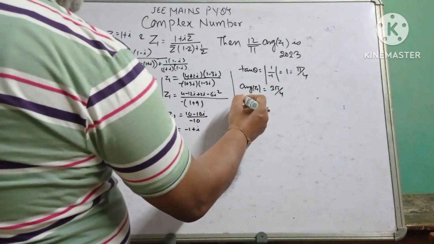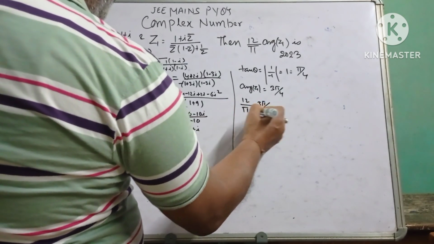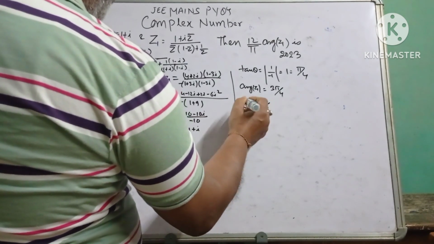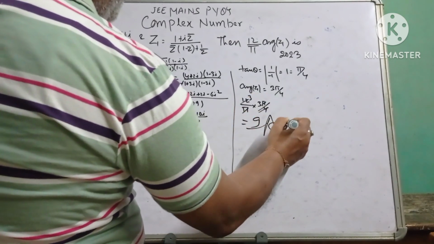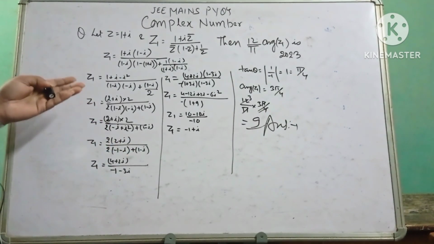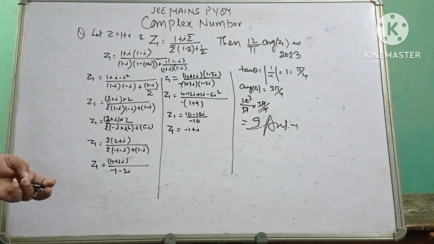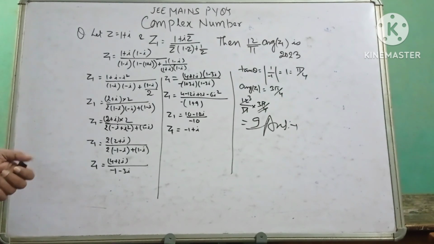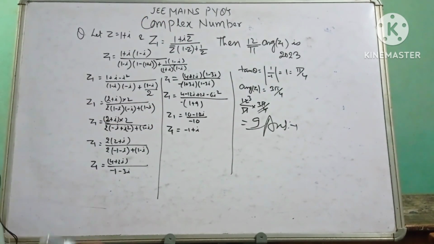Now you place the value here, 12 by pi into 3 pi by 4. So pi cancels out, 4 threes are 12, so your ultimate answer is 9. This is a very easy question, and you just have to place the value of z and do simple solving. What is the argument? The argument is the angle which the complex number makes with the x-axis. You find the argument, place its value and solve it, so your answer comes out to be 9.